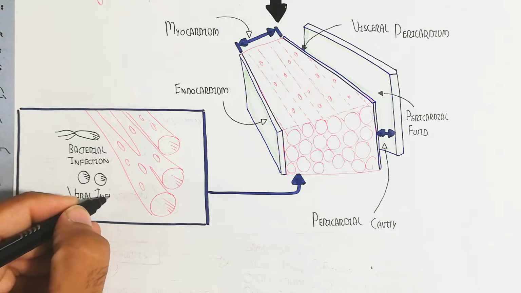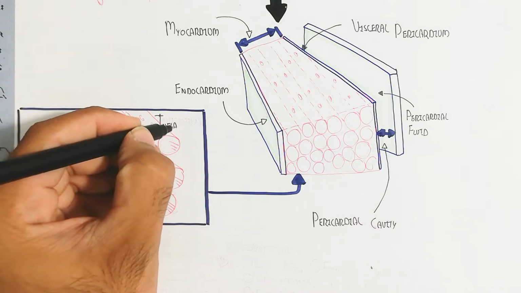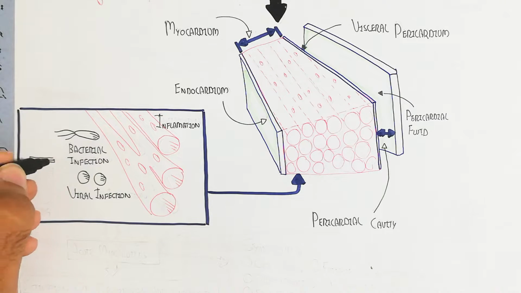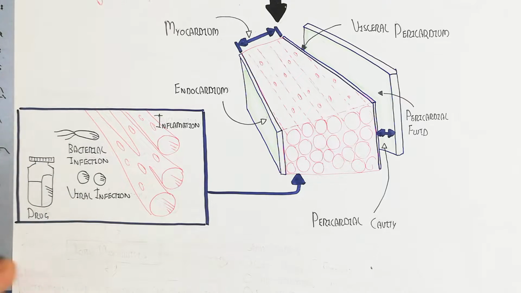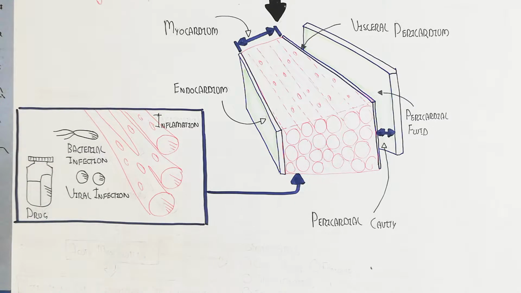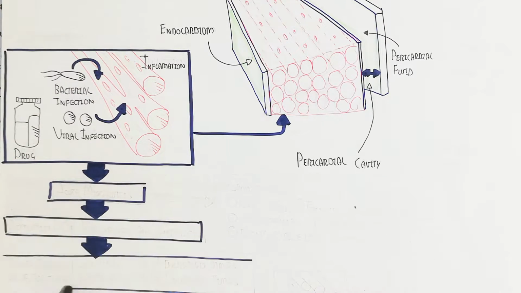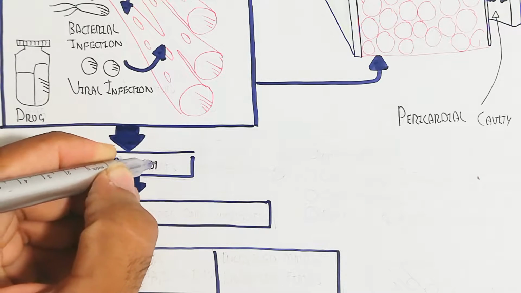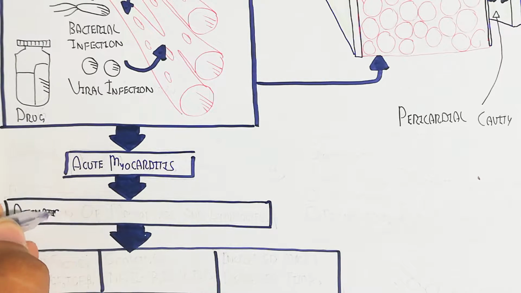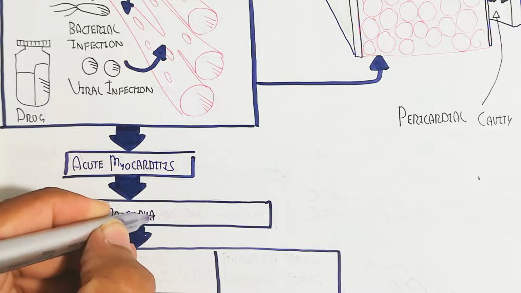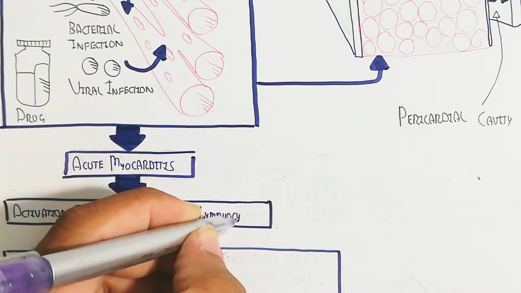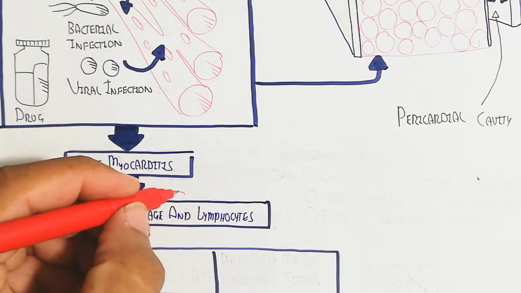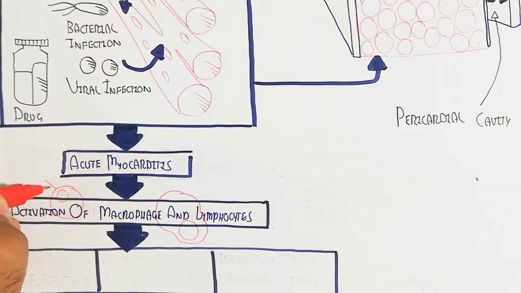Basically, these are the cardiac muscle cells. The cardiac muscle cell is infected via a bacterial infection, viral infection, as well as drugs, and this will cause inflammation because of damage to the myocyte. So in this way, acute myocarditis will occur. Myocarditis means inflammation of the myocardium of the heart, which will impede the blood ejection.